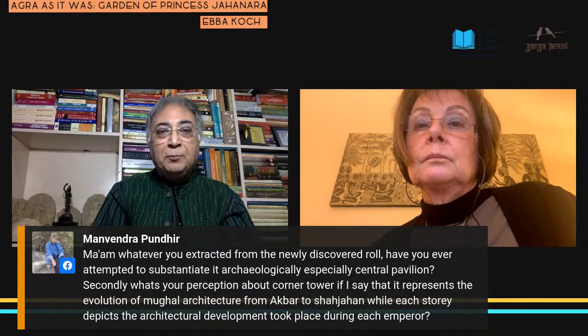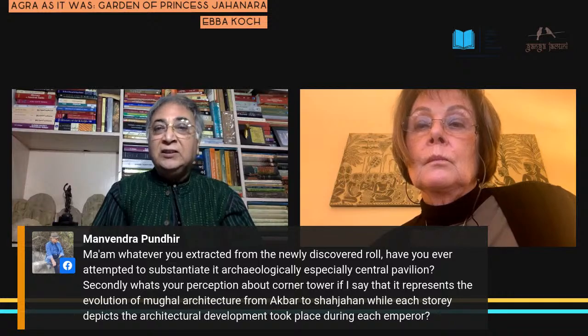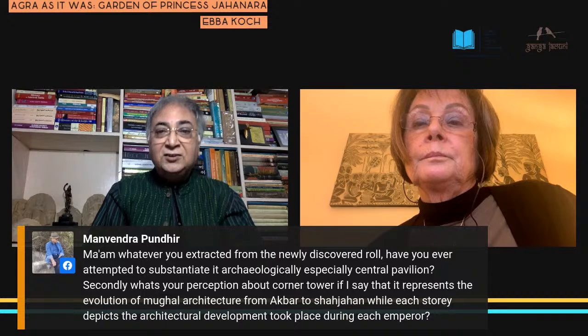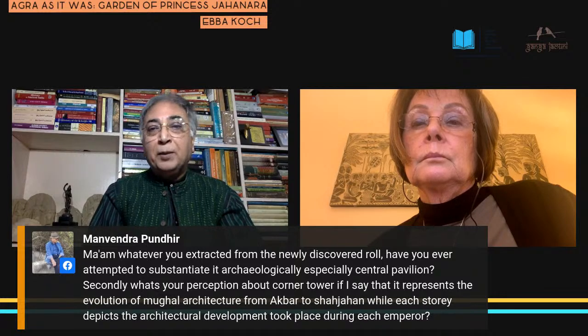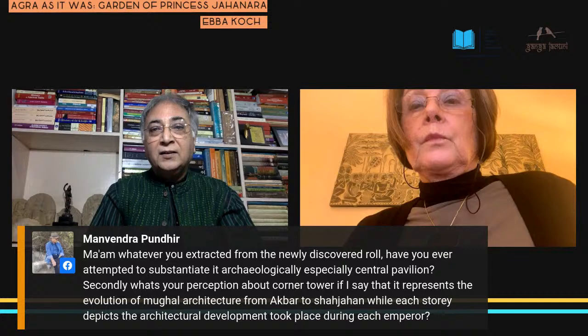Whatever you extracted from the newly discovered scroll, have you ever attempted to substantiate it archaeologically, especially the central pavilion? Secondly, what's your perception about the corner tower, if I say that it represents the evolution of Mughal architecture from Akbar to Shah Jahan, with each story depicting the architectural development which took place during the reign of each emperor?